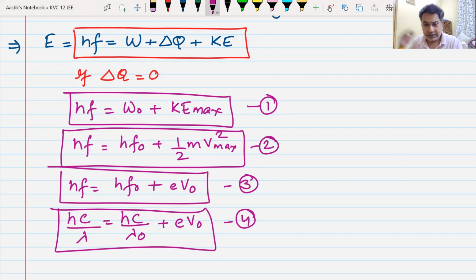You can also write it in any combination of these two. Energy can be written as h f or hc by lambda. Work function can be written as h f naught or hc by lambda naught. You can interchange them. Kinetic energy can be written as KE max. Remember, it is maximum energy because there is no energy lost. Or it can be written as half mv square, or as e V naught.